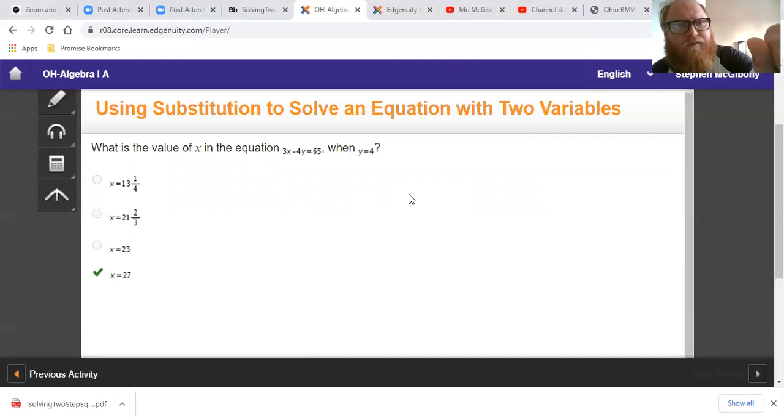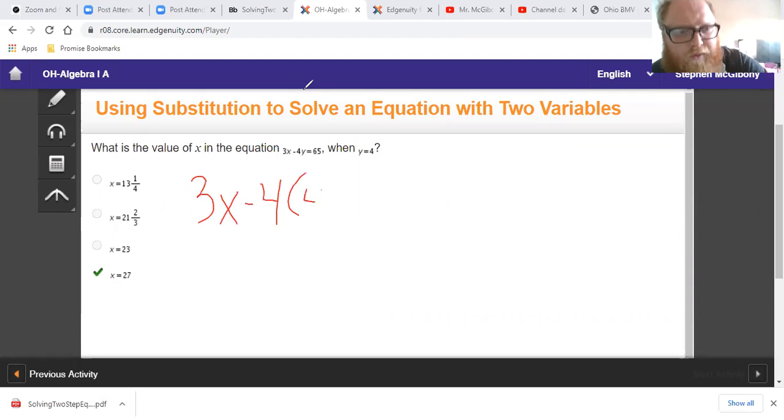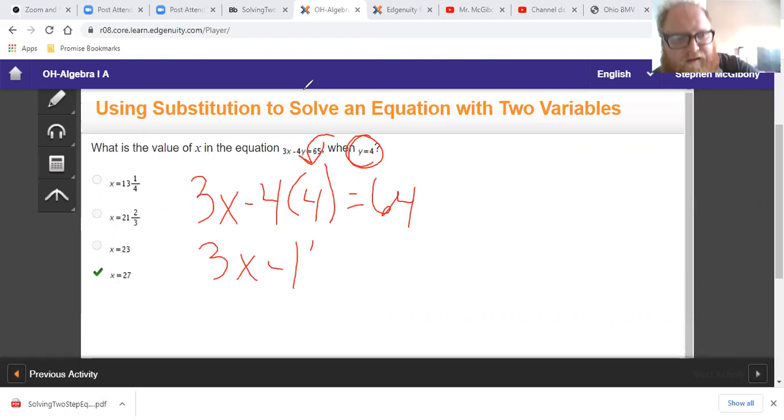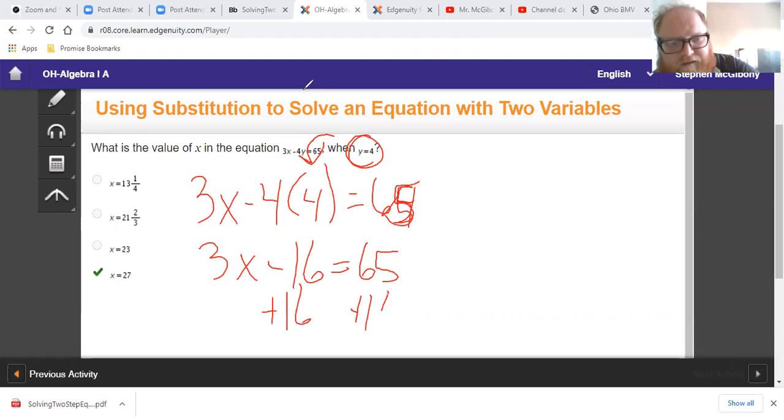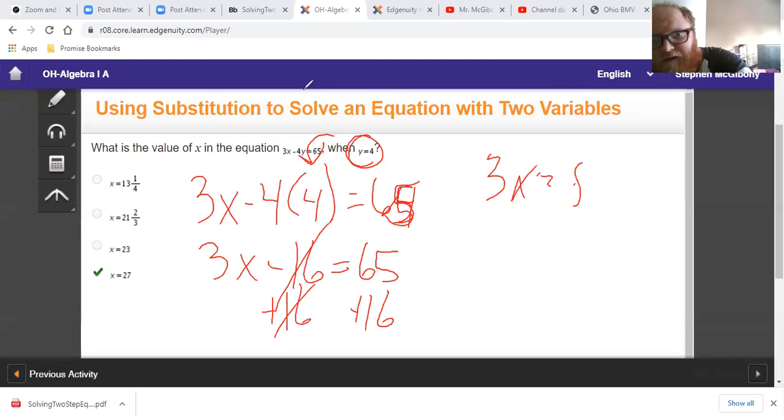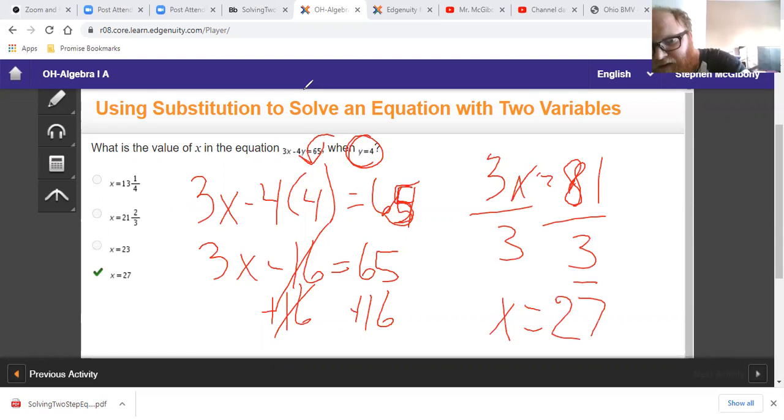All right, these definitely will come up on the quiz where we have a number for one of the variables. We want to substitute 3x minus 4 times 4 equals 65, since y equals 4. We put that in for y. 4 times 4 is 16. Oh, 65, sorry. So then we're going to add 16 to both sides. Cross those out, so 3x equals 81. Now we're going to divide by 3 on each side. So x equals 27.